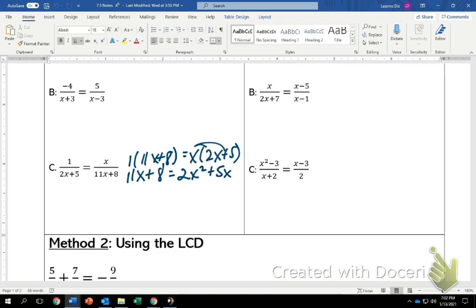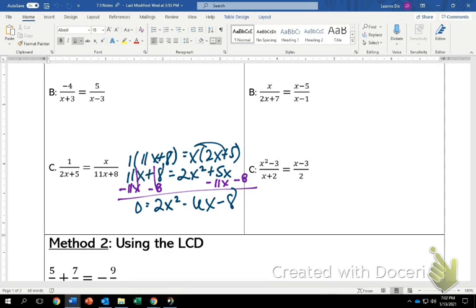Anytime you have x squared, you want to keep x squared where it's at if it's positive, in this case it is, and bring everything else over there. So I'm going to subtract this 11x to bring it over to where the x squared is, and I'm going to subtract the 8. So it cancels out on the left, which is great, and I get 0 equals 2x squared minus 6x minus 8.